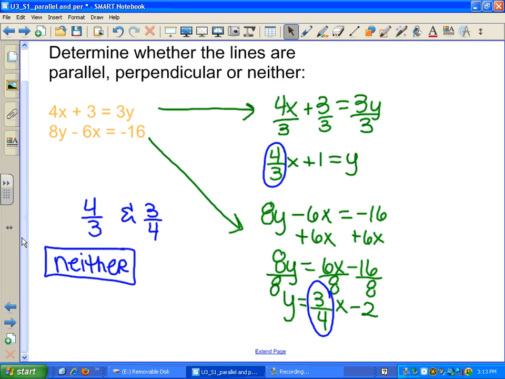So there you go. There's our lesson on parallel and perpendicular lines. Go ahead and move on to the next part of this session.